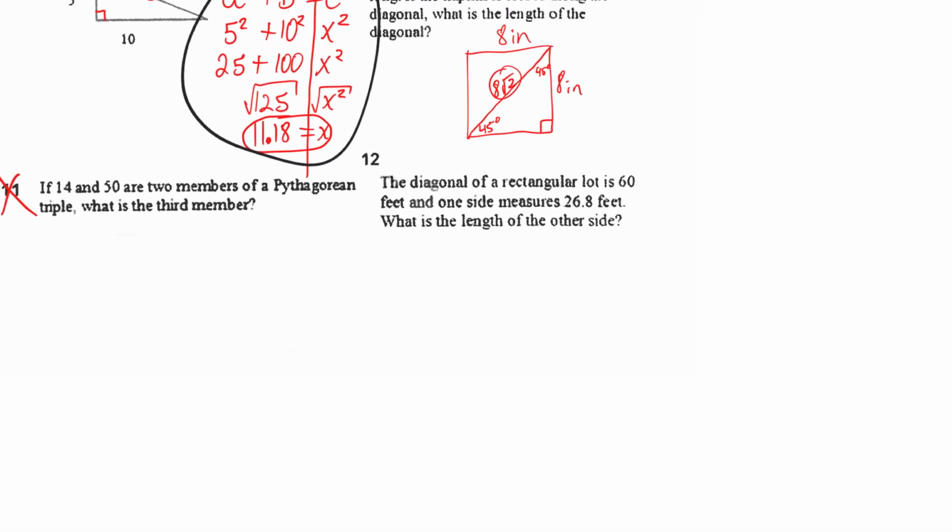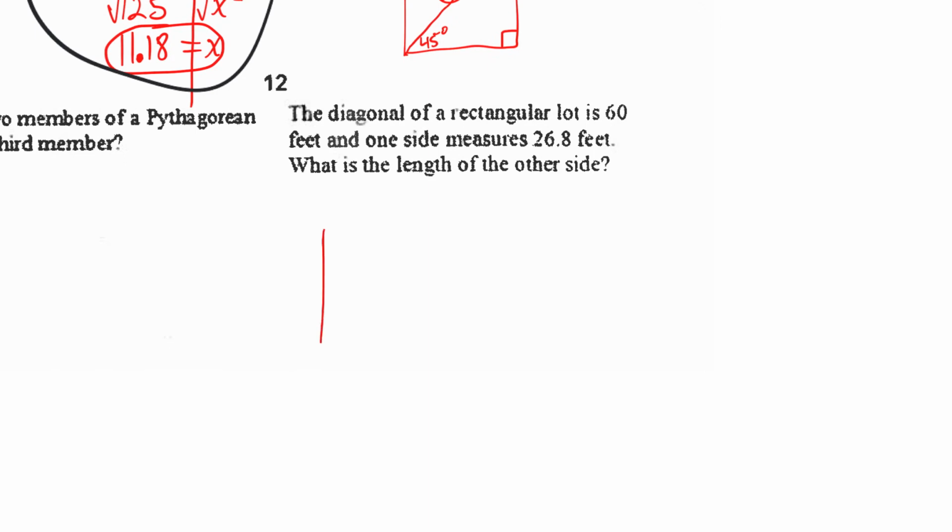Okay, number 11, told you to skip that one. Number 12, the diagonal of a rectangular lot is 60 feet. So that's talking about this right here, 60 feet. One side is 26.8 feet, and we're looking for the other side.